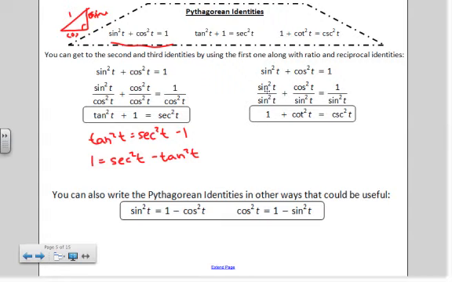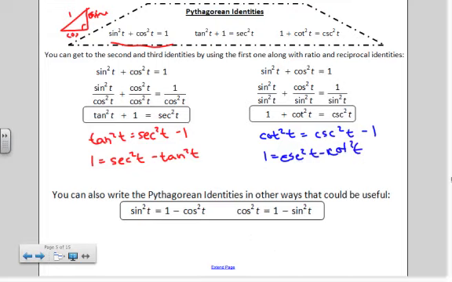We can come over here and look at the same thing. Once again, if we divide everything through by sine squared, we get 1. Sine squared over sine squared is 1, cosine squared over sine squared is cotangent squared, and 1 over sine squared is cosecant squared. And again, we can write that cotangent squared is cosecant squared of theta minus 1, or 1 is equal to cosecant squared minus cotangent squared of t.